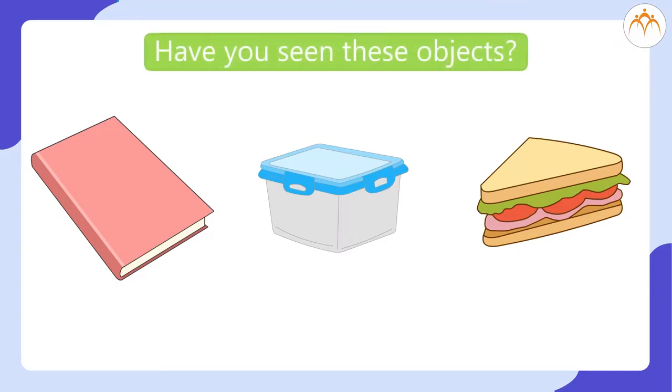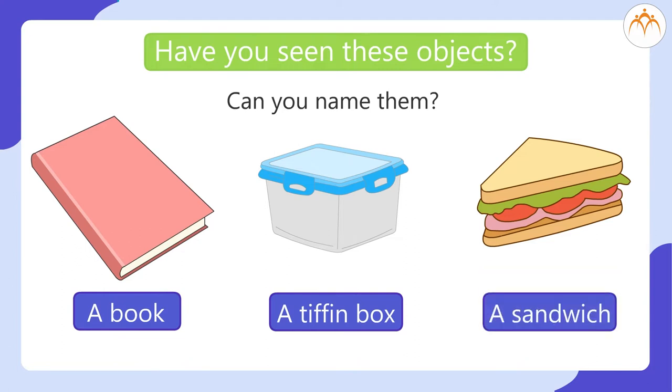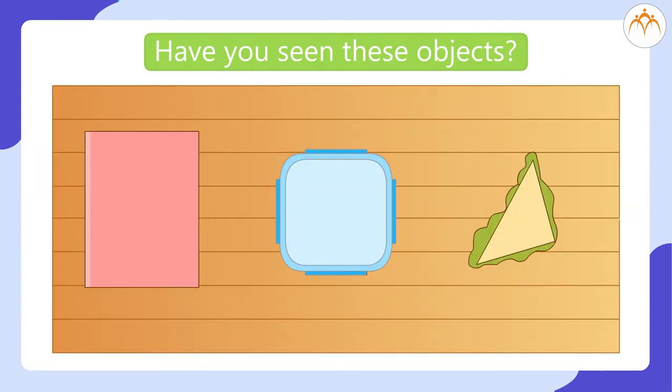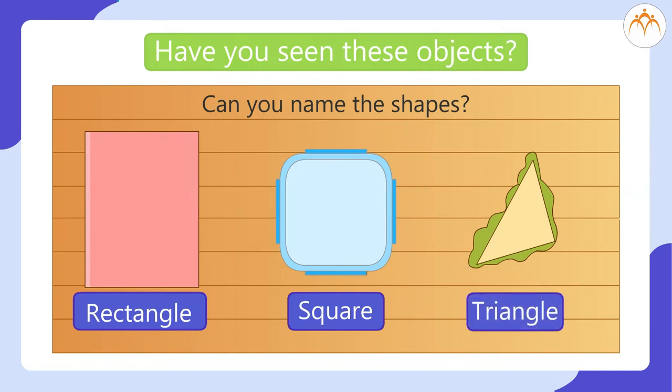Have you seen these objects? Can you name them? Yes. These objects are a book, a tiffin box, and a sandwich. If you keep them on a table and view them from above, you can identify their shapes. Can you name the shapes? Yes. They are rectangle, square, and a triangle.